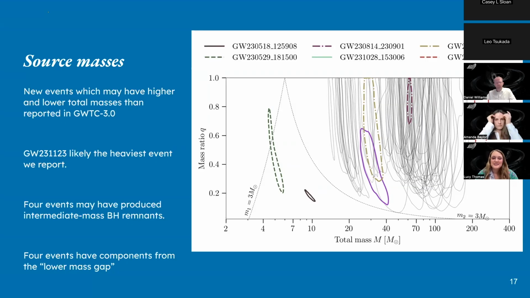And we also have 4 events that have some posterior probability of having a component in the lower mass gap. So this is where their secondary mass, M2, is possibly between 3 and 5 solar masses. And I should just add to this that we don't have any events in this catalog for which the primary mass is likely to lie in this gap. So in the plot, we're just highlighting a few of these interesting candidates in colored and dashed lines to show events that are highlighted with interesting total masses or mass ratios. Next slide, please.